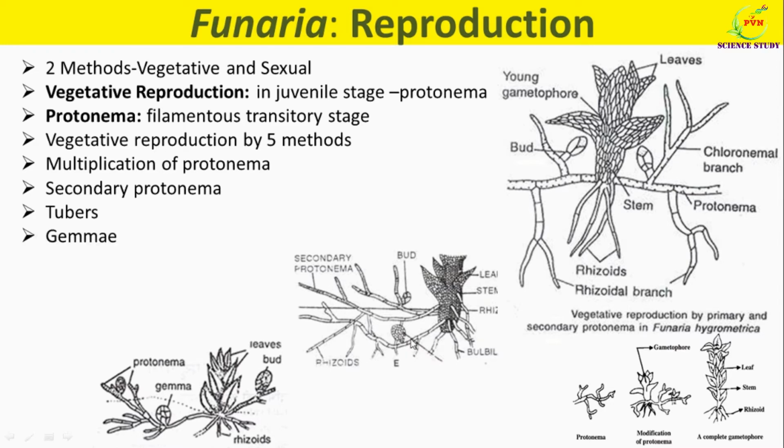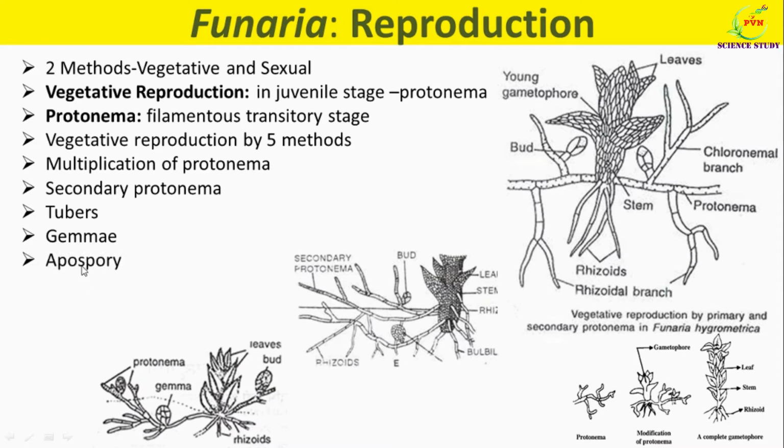Fourth method is gemmae. So these are gemmae. When the plant is exposed to unfavorable conditions or during injury, the terminal cells of the leaves, stem or even protonemal branches form gemmae. The cells of gemmae are thin-walled and contain chloroplasts. The gemmae are detached, and after detachment they germinate to produce protonema or directly develop into the new leafy gametophores of Funaria.